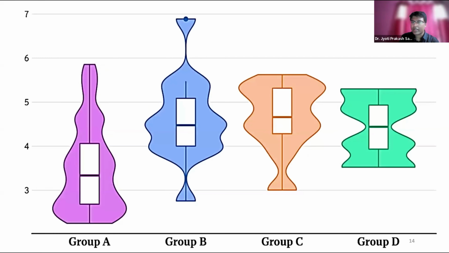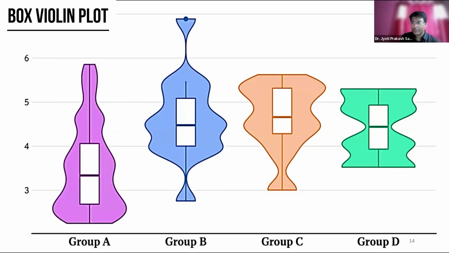This is the box violin. Here we combined the box and whisker plot along with the violin plot. The violin plot shows the pattern of distribution, and the box and whisker shows the median and the middle 50% of the scores given by the participants in that group.